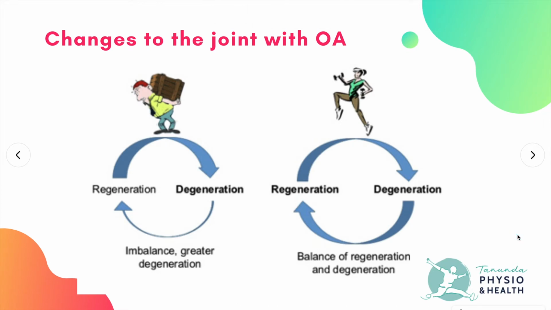So what changes happen within a joint with osteoarthritis? You may have heard of osteoarthritis described as wear and tear of the joint. This statement is actually incorrect because loads are still needed to keep a healthy cartilage. In a healthy joint, there is a balance between the regeneration and degeneration of cartilage. OA occurs when there is more degeneration, so that breakdown, than there is regeneration of cartilage. This causes the cartilage to thin, to crack, and sometimes it may disappear.